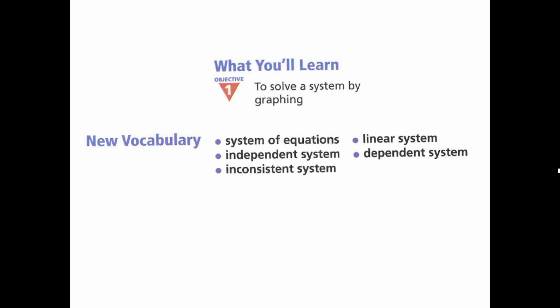Some vocab for us: systems of equations, independent, inconsistent, and dependent systems. Those are three different types of systems. And then a linear system is just a bunch of lines. So system is more than one, linear is line. Something like that is going to be a linear system. We're going to try to figure out where two lines, sometimes more than two lines, but usually just two lines, where they cross. That's what we're going to try to solve in this section.